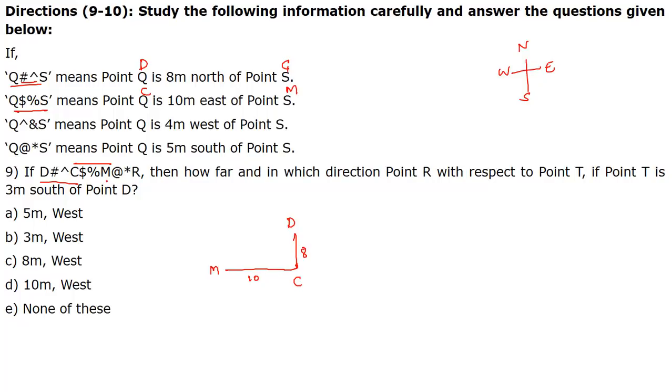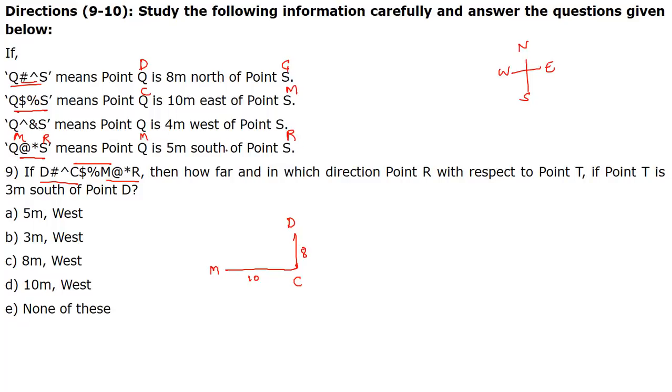The next one is M @ R, M star R. See here, Q @ S. So instead of Q and S, you just put M and R here. What is it saying? M and R would be at this place.